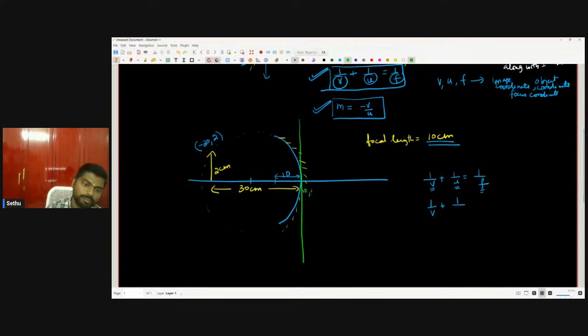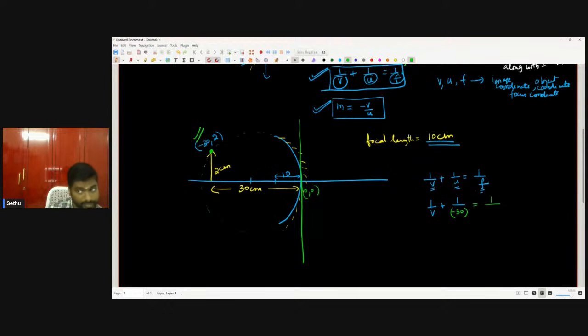Forget about anything else. You need not remember anything else at all. This is the origin. Put your origin, 0, comma 0 at the pole. So write it in the coordinate form, minus 30, comma 2 is the coordinate of this point. So what will be u? U is object coordinate. So take minus 30. This is the coordinate. I'm taking the coordinate as such.